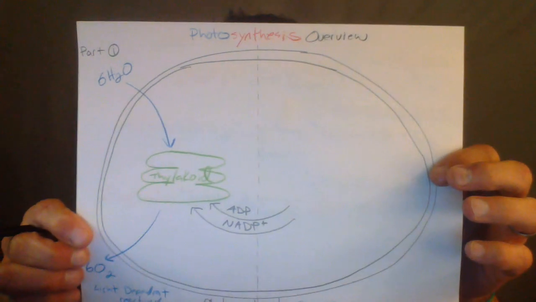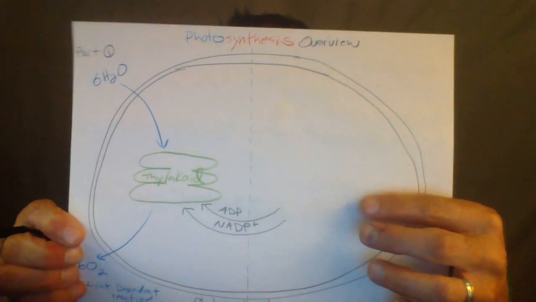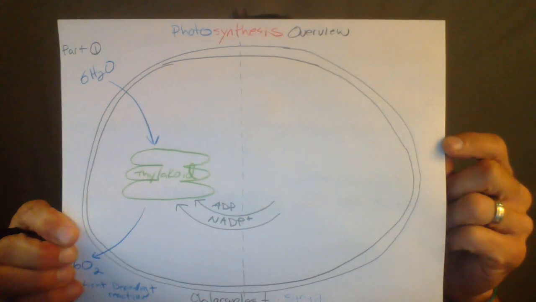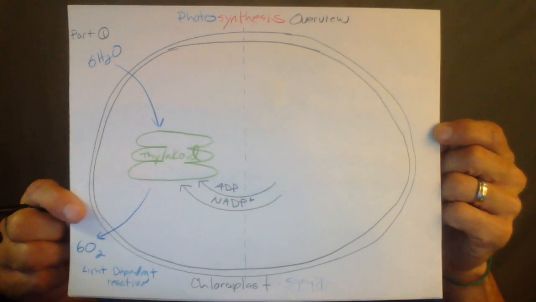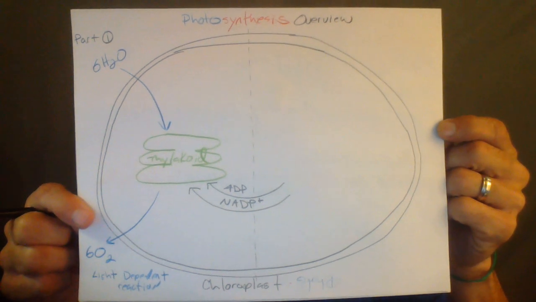So I also need to add the ADP and the NADP plus. Notice we're going to add those coming from this side. So photosynthesis overview. So now it should look something like that.